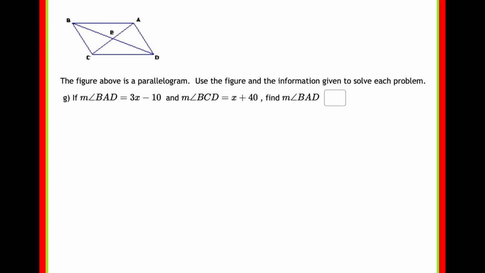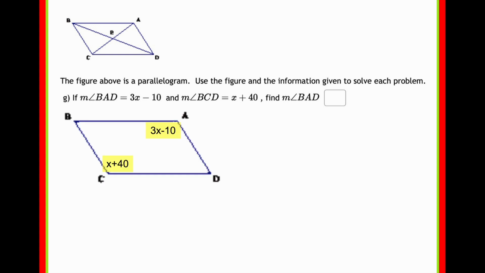Letter G. If the measure of angle BAD is 3x minus 10, the measure of angle BCD is x plus 40. Find the measure of angle BAD. Here's our parallelogram, ABCD. Let's go ahead and draw the figure, filling in the information that we know. Okay. We know that angle A, or BAD, remember the letter A is in the center, is 3x minus 10.